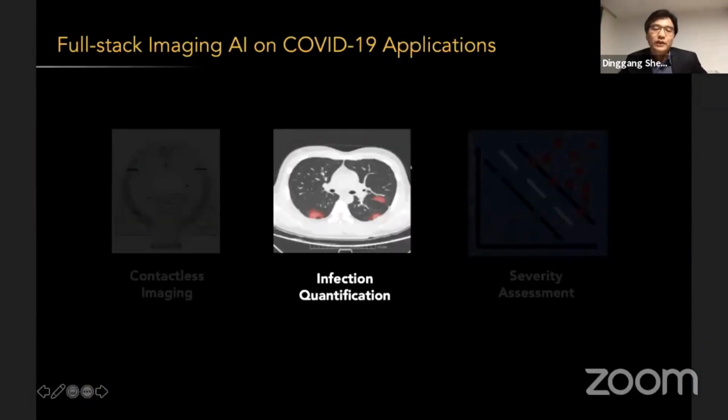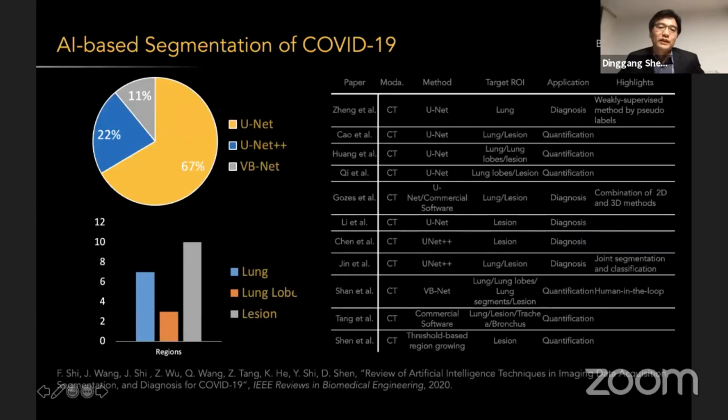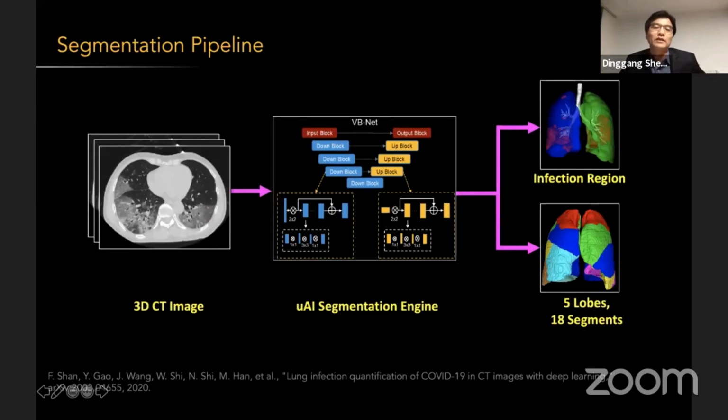After acquiring images, the patient is still on the table. Techniques like AI are developed to automatically quantify the infections. A lot of methods have been developed. We have an invited review paper for IEEE Reviews in Biomedical Engineering, and we summarized all the papers by May 31st. For example, 67% of papers use UNet for segmentation, 22% of papers use UNet++, and 11% of papers use VB-Net. All these methods are used to segment the lung, also the lung lobes, and more papers were used to segment lesions or infections.